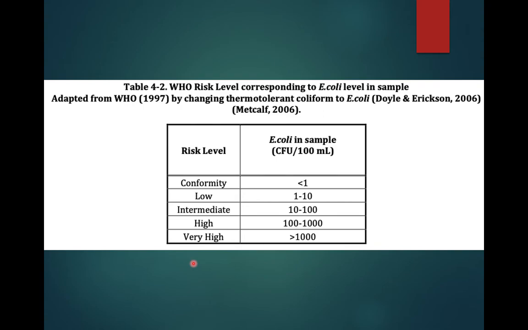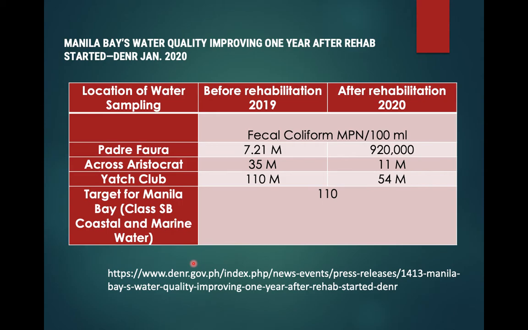In terms of E. coli, there are interpretive ranges. If less than 1, okay, not bad. 1 to 10 is a low value. Intermediate is 10 to 100. High is 100 to 1,000. Imagine, there are water samples where you can detect 1,000 colony-forming units of E. coli in 100 ml. It's very high if it's already more than 1,000 colony-forming units.